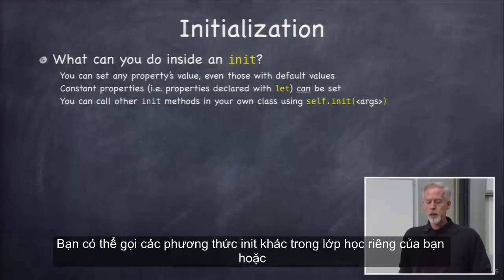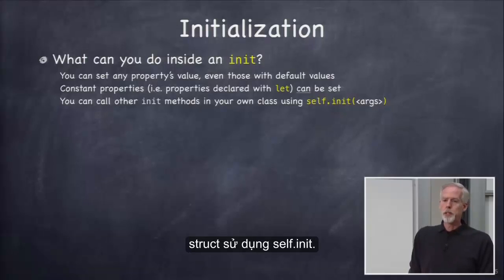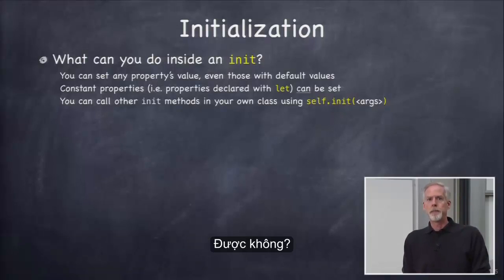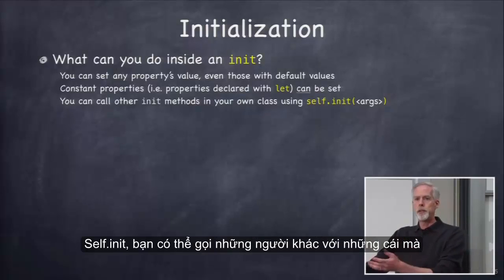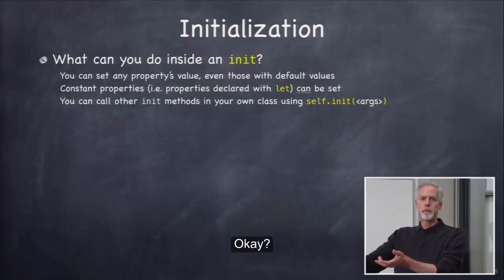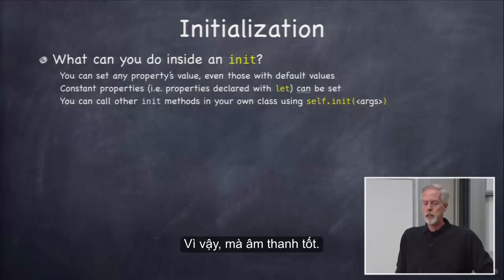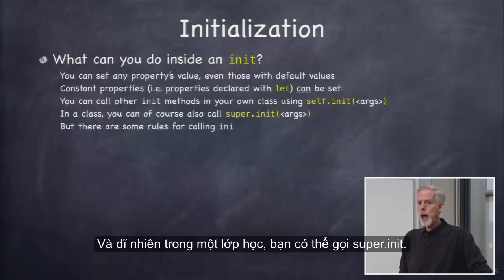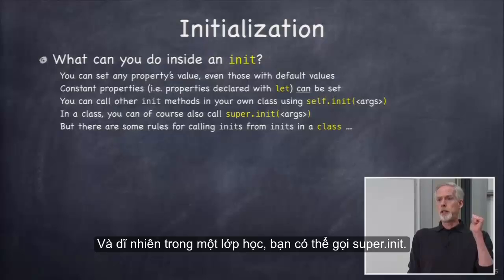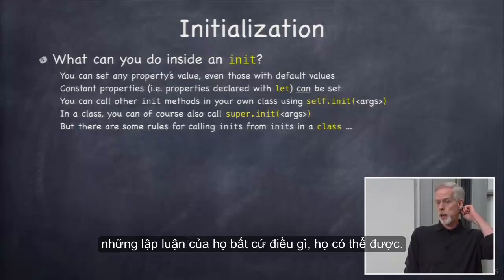You can call other init methods in your own class or struct using self.init. Self.init, you can call the other ones with different arguments. So that sounds good. And of course in a class, you can call super.init. Call your superclass's initializers with their arguments, whatever they might be.